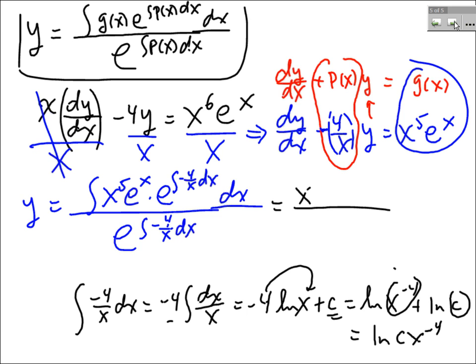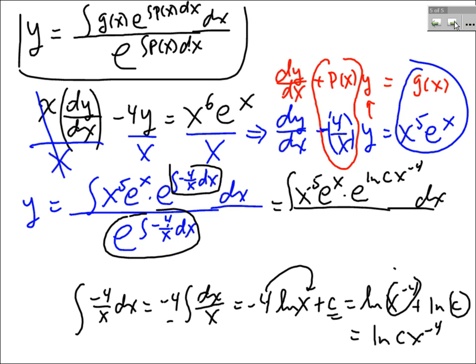So just copying, I have the integral of x to the 5th e to the x times e to that integral, which I just solved. It's ln of cx to the negative 4. But that's dx. And we have the same exact integral, including the same base on the bottom. We're going to get the exact same constant, cx to the negative 4. We're going to get the same constant c. You integrate the same functions, we're going to get the same constant.